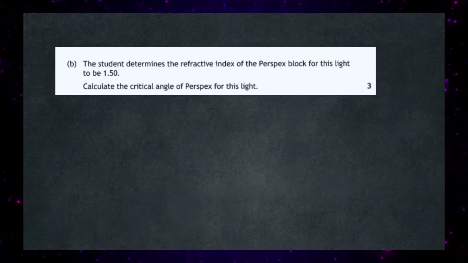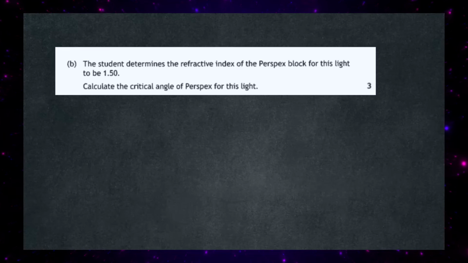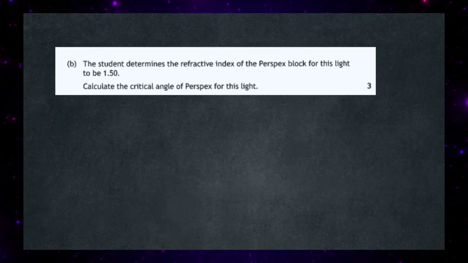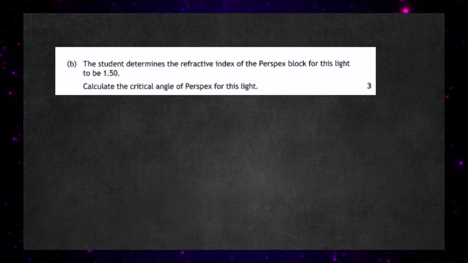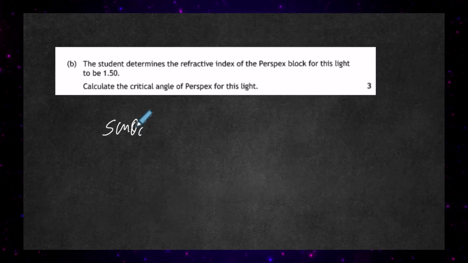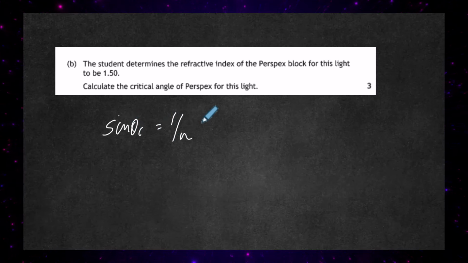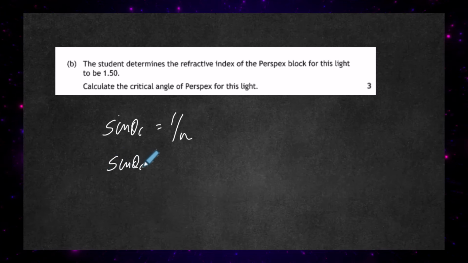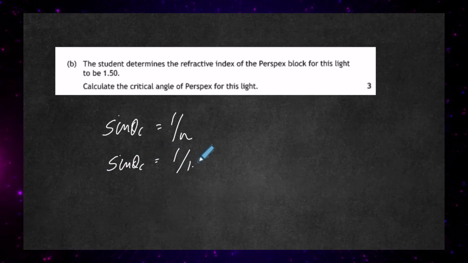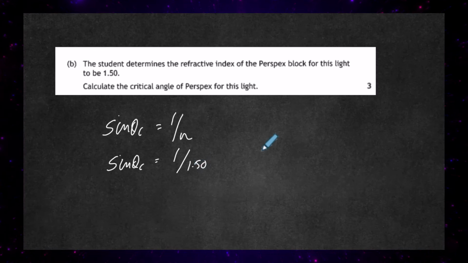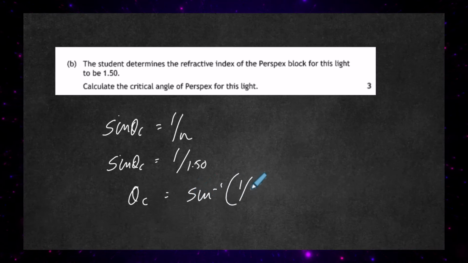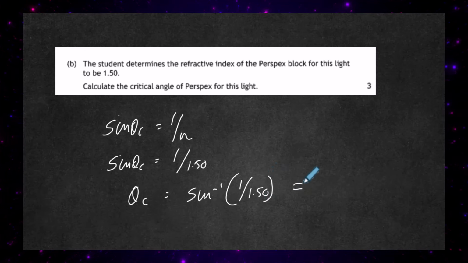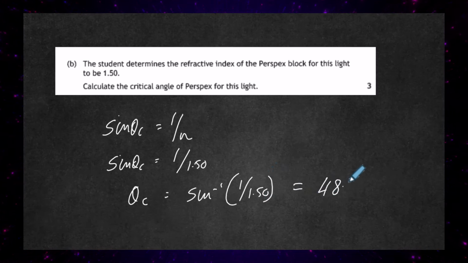Question 12, Part B. The student determines the refractive index of the perspex block for this light to be 1.50. And for 3 marks we have to calculate the critical angle of perspex for this light. Well, the critical angle, sine theta C, from the relationship sheet, is going to be equal to 1 upon the refractive index. So sine theta C is going to equal 1 divided by 1.50. And we put that into our theta C, that's equal to the inverse sine of 1 over 1.50. Do that with a calculator, and we end up with an angle of 48.1 degrees.